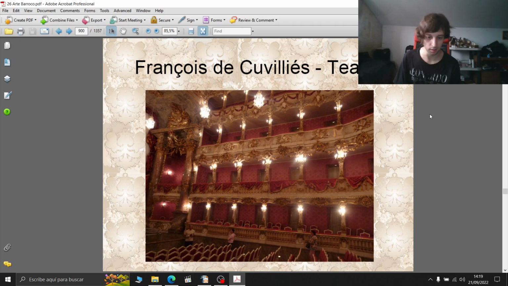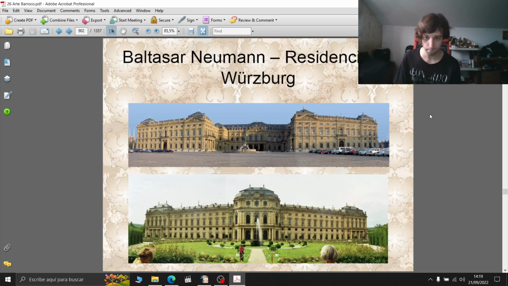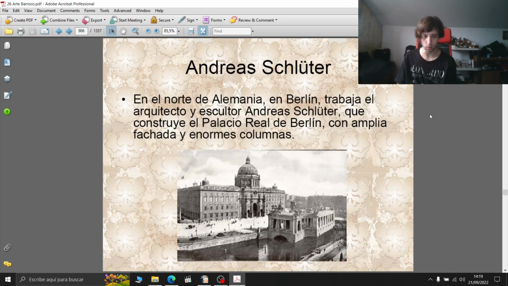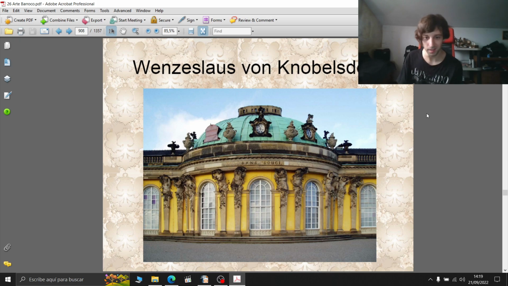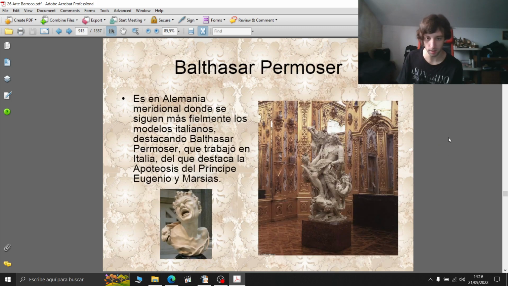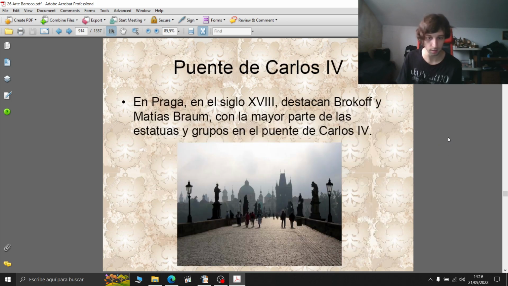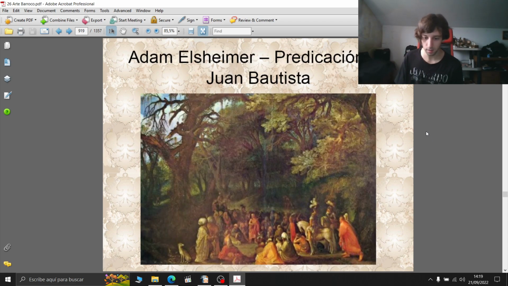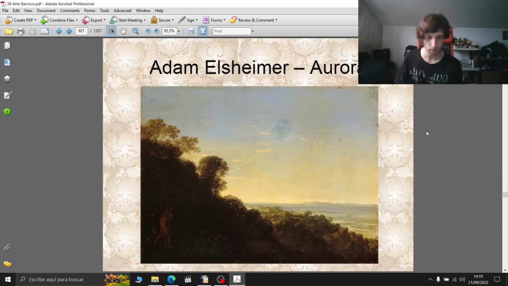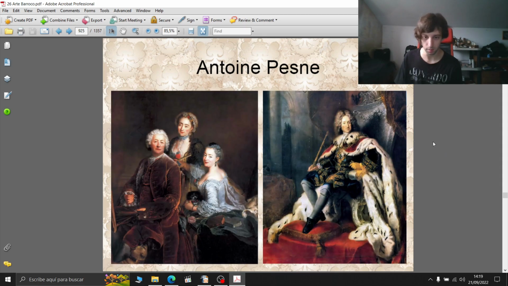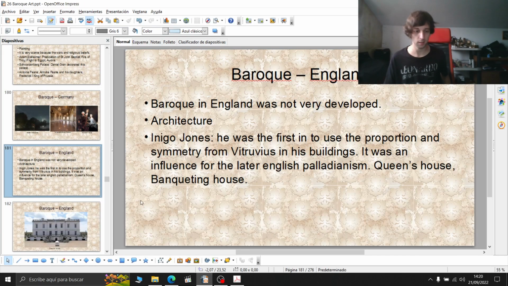Here are some others, the Theatre of Munich, Würzburg Residence. Now sculptures. It's a Lau von Knobelsdorff. Okay, now sculptures. Andreas Luther, Balthasar Permoser, and the Bridge of Charles IV. Another painting, Adamsheimer, the Schwarzenberg Palace, paintings, Antoine Pesne, and now England.